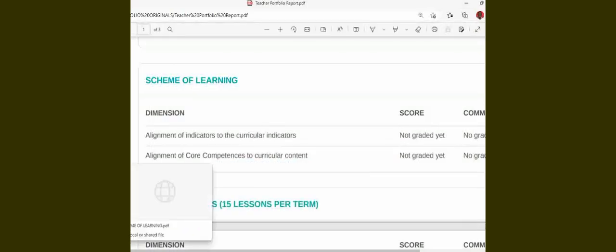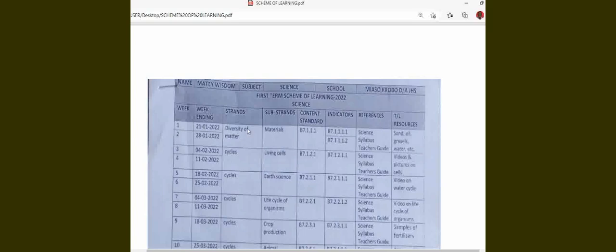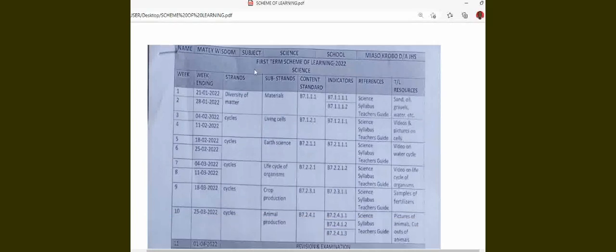lessons. For instance, if I take this scheme of learning, we have our week, and our week ending. We have our strands, the sub-strands, the content standard, and the indicators. These indicators are in line with what NaCCA has produced in the curriculum. So the alignment is that what you have in the curriculum, don't change anything. Do well to put it here. And the content standard and the indicator must commensurate.